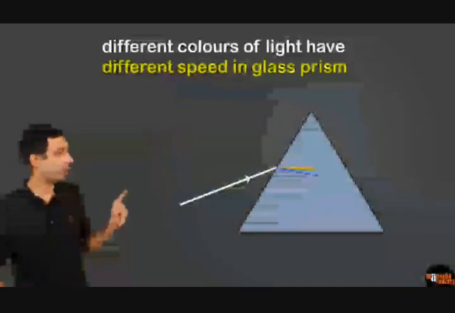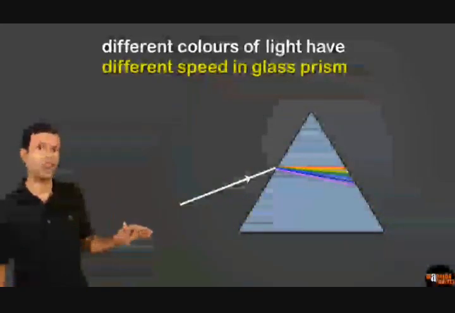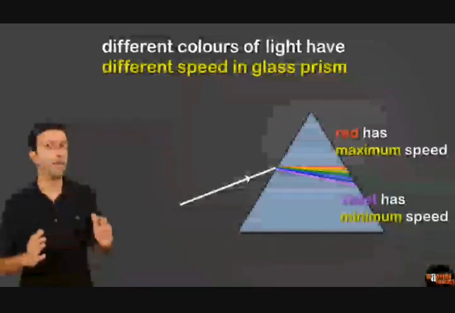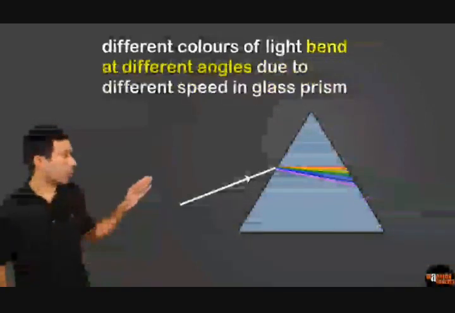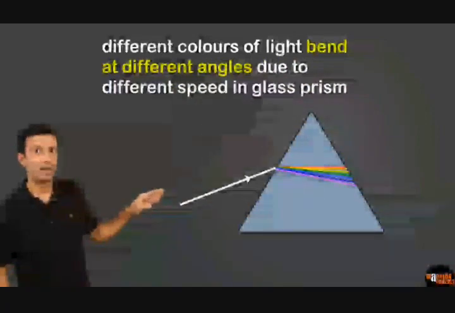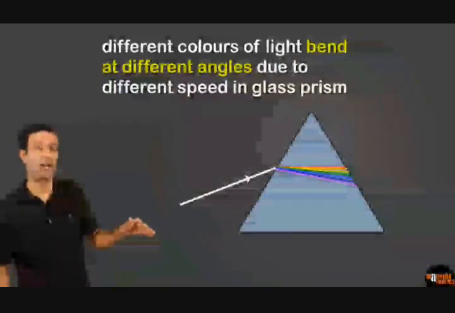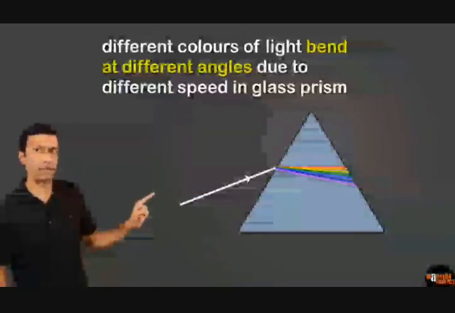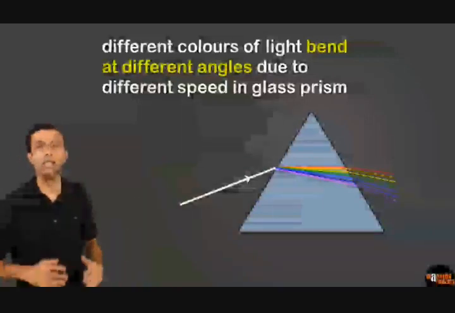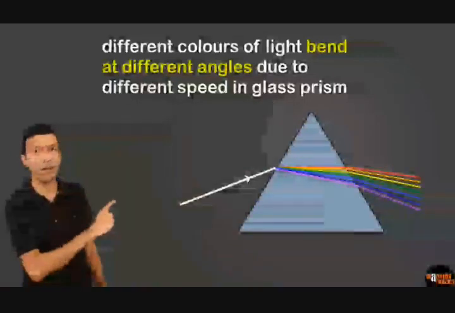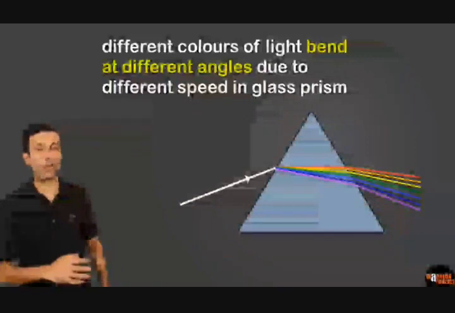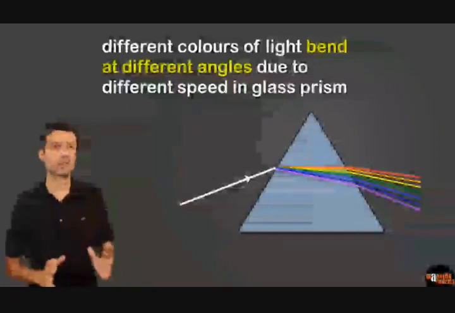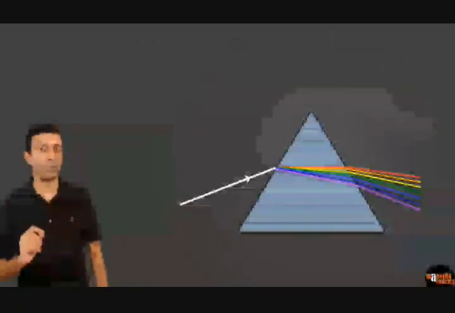But the moment they hit the glass prism, the speed of the different colors changes in the glass prism. Red has the maximum speed and violet has the minimum speed. So because of the change in speed of the different colors, they bend at different angles in the glass prism. So as you can see, they split there. And then there is another refraction when these different colors are coming out from the glass to the air. So this is how the glass prism is able to split the white light into its constituent colors.